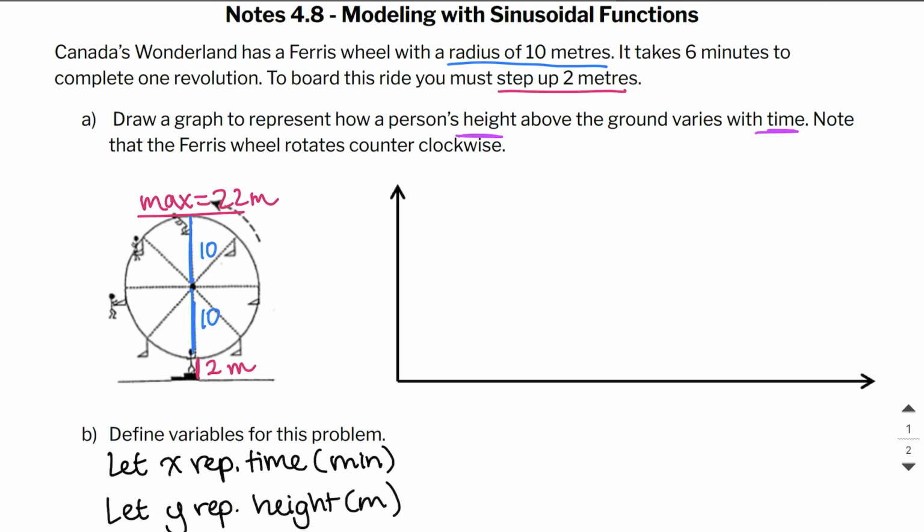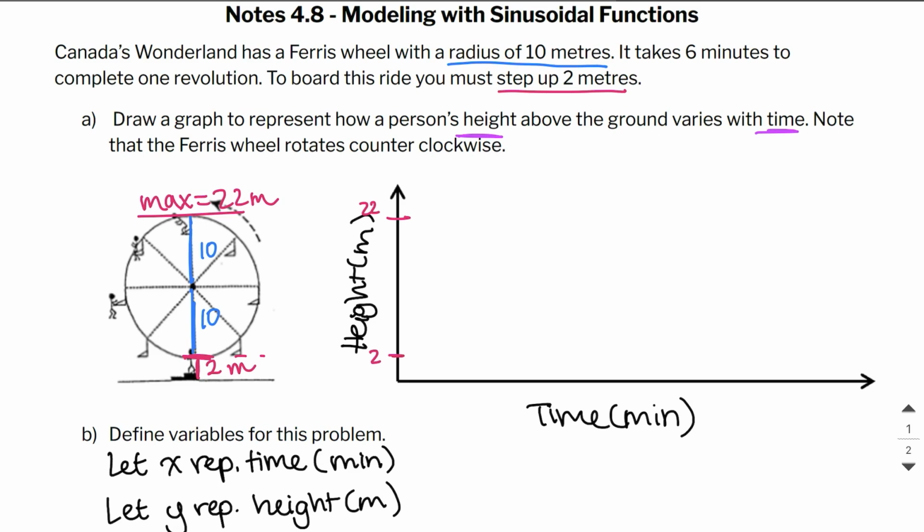I wanted to define that first because the time in minutes needs to be labeled on the x-axis, and then the height in meters also needs to be labeled on the y-axis. So we know that the minimum height is going to be 2. If you look right here, we have a minimum height of 2. We know that our maximum height is going to be 22. So right here, we'll say that this is 22.